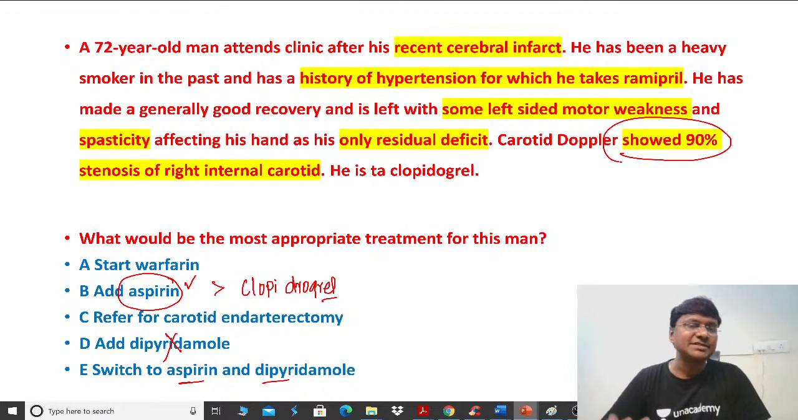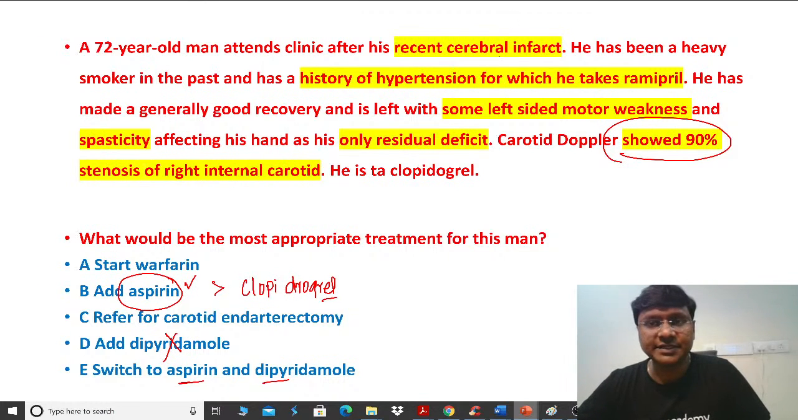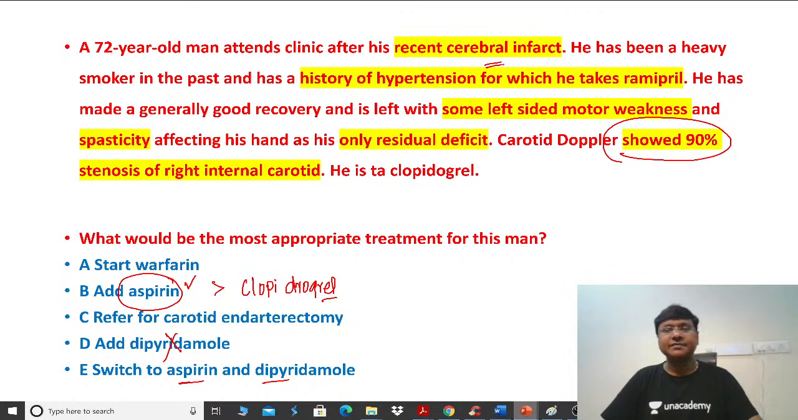Okay, and switching to your aspirin and dipyridamole in this clinical scenario is not correct because the carotid Doppler is showing 90% stenosis. So you have to do the carotid endarterectomy. You have to do carotid endarterectomy, right? So that will be the treatment in patients with your cerebral infarct.